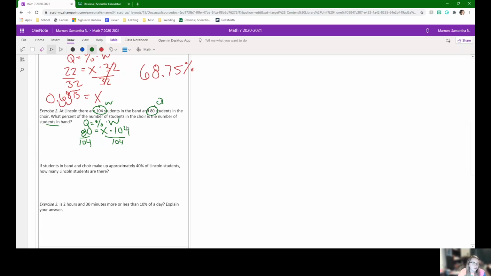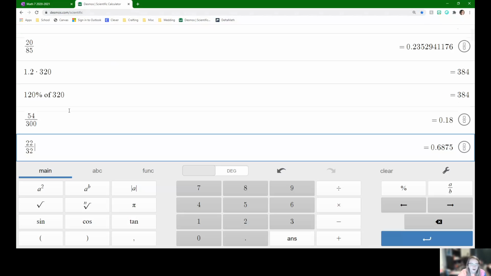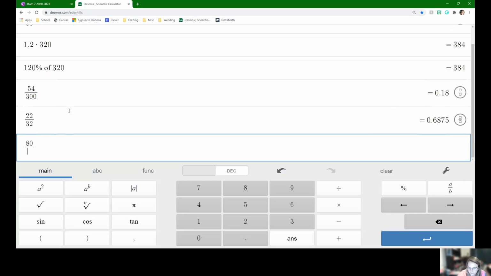104 divided by 104 is 1. 1 times x is going to leave us with just x. Now we have 80 divided by 104 on the other side. So 80 divided by 104, we get this wacky decimal. I'm going to leave it as a decimal, but I'm going to round it to 4 places. So I'm going to copy down the first 5 places to make sure we round it correctly.